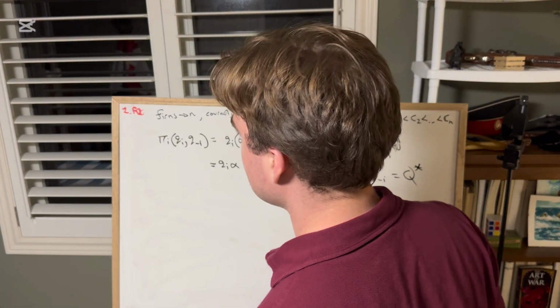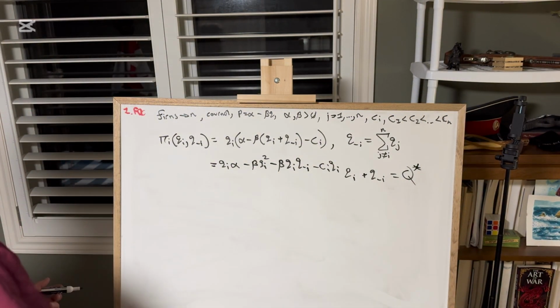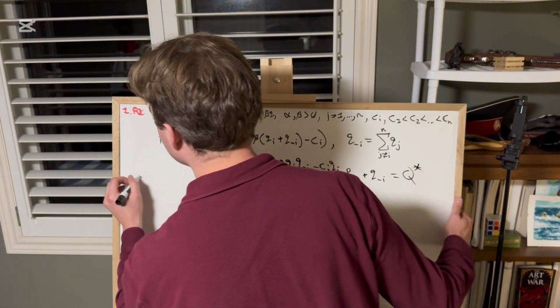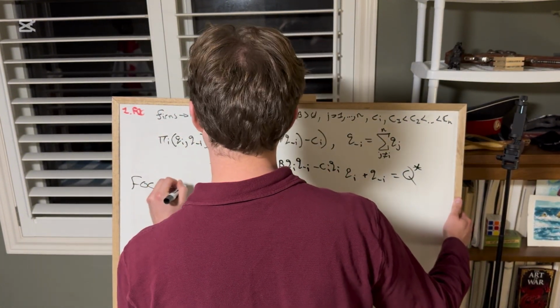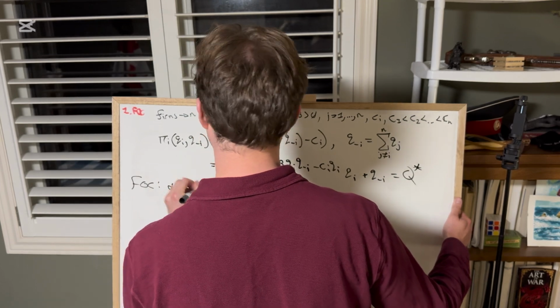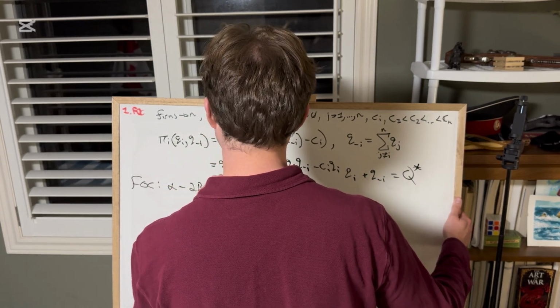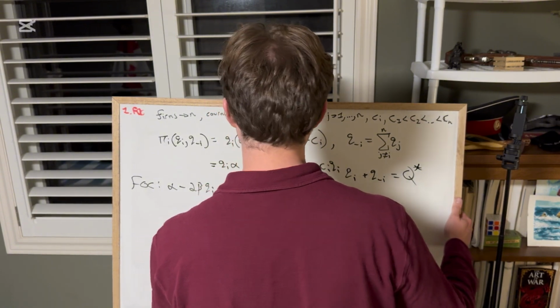This is a very easy FOC to do. Again, you don't have to take this step. I'm just doing it because I find it easy. So you do your FOC. This is alpha less 2 beta qi less beta q_-i less ci.